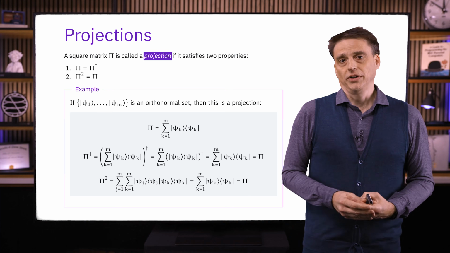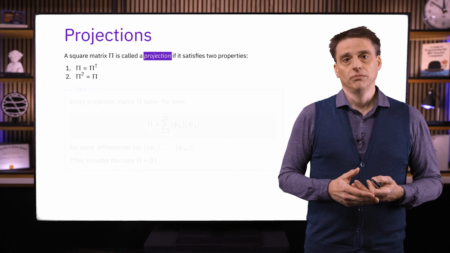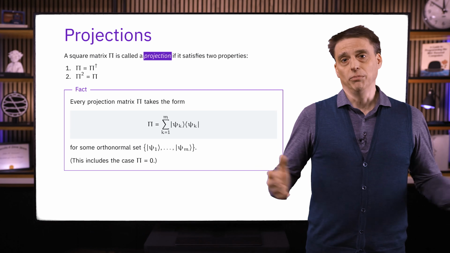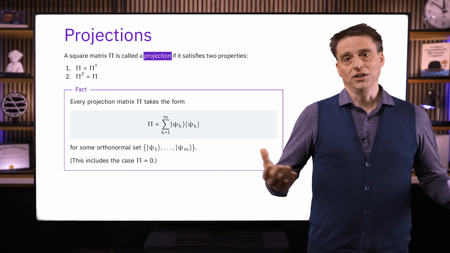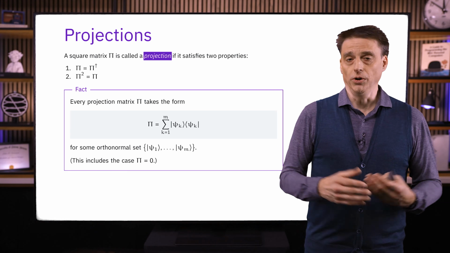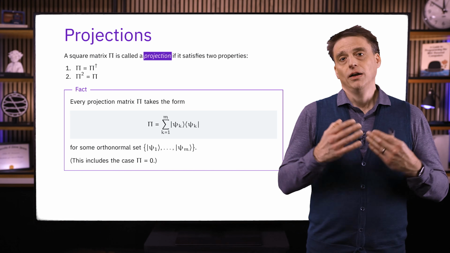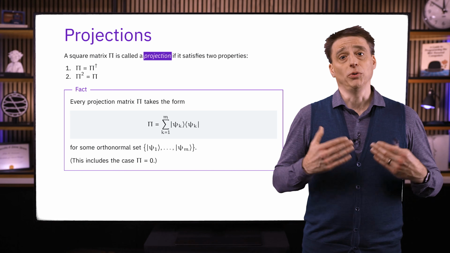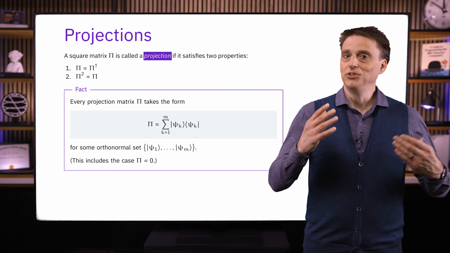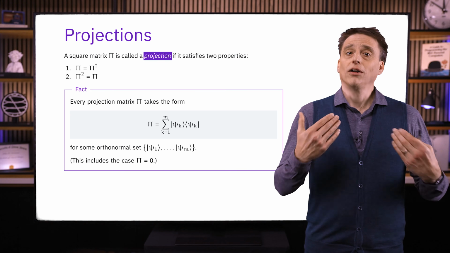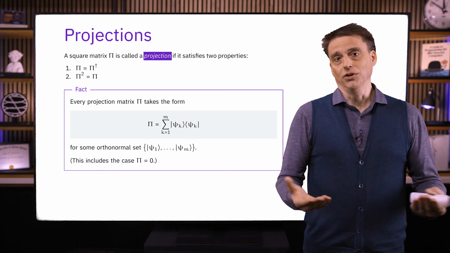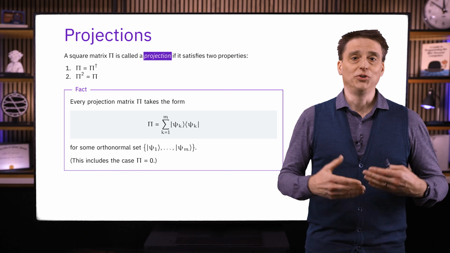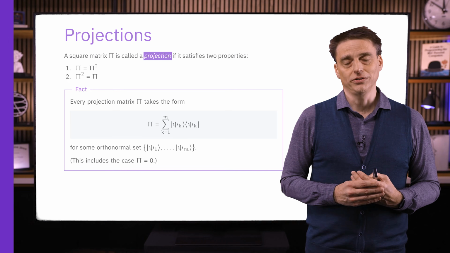So, matrices like this are examples of projections. And now, in fact, we've exhausted all of the possibilities. Every projection matrix takes this form for some choice of an orthonormal set. The zero matrix is a projection, so we do have to make sure we include that one if we want to get every projection. So just to be clear about this, we are allowing the possibility that m equals 0, and that gives us an empty sum, which we can interpret as the zero matrix.